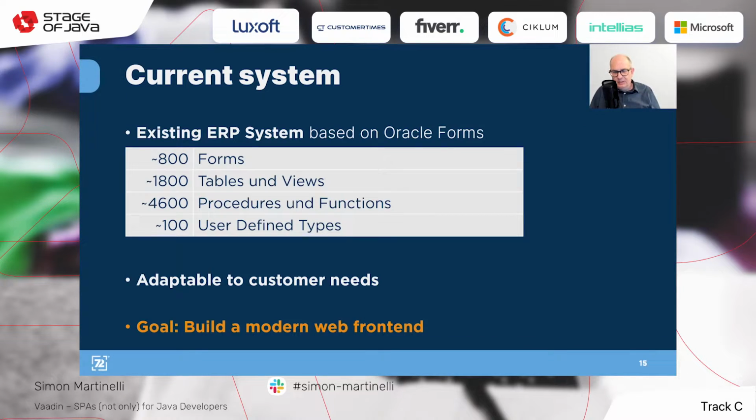If you have a look at the numbers, we see that the ERP system is huge. We have close to 800 forms, close to 2,000 tables, 4,600 procedures and functions in the database, and some user-defined types, but that was not the biggest problem. The biggest problem is that because it's an ERP product, the customers of the ERP product company want to customize the UI. So how do we do that?